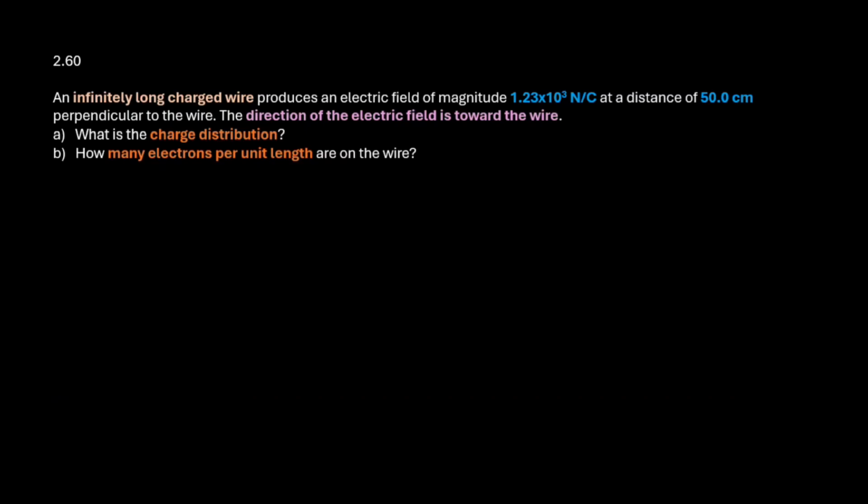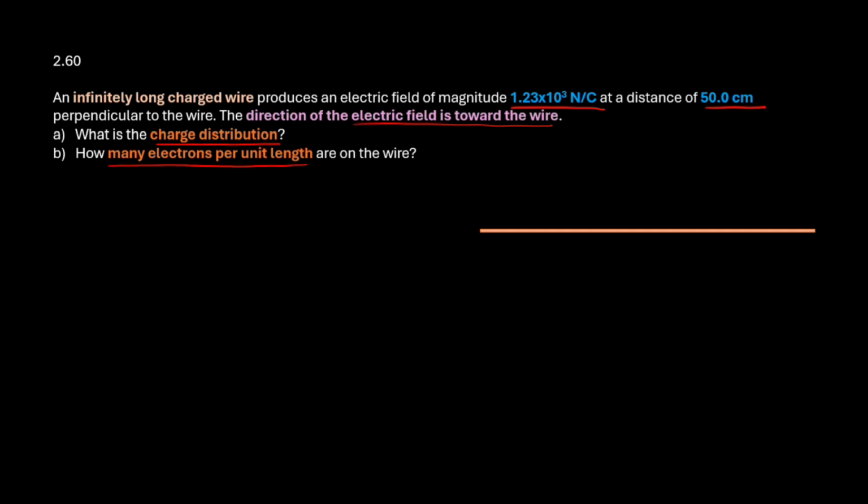In this video, we are going to discuss a problem based on an infinitely long charged wire using Gauss's law. Question 2.60. An infinitely long charged wire produces an electric field of magnitude 1.23 times 10 to the power 3 Newton per coulomb at a distance of 50 centimeter perpendicular to the wire. The direction of electric field is towards the wire. We need to find what is the charge distribution and how many electrons per unit length are on the wire.